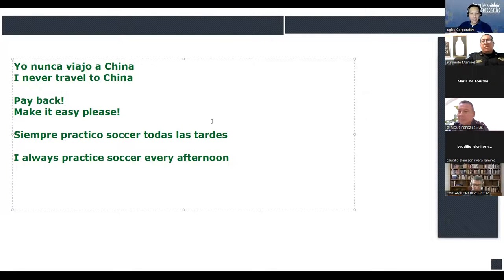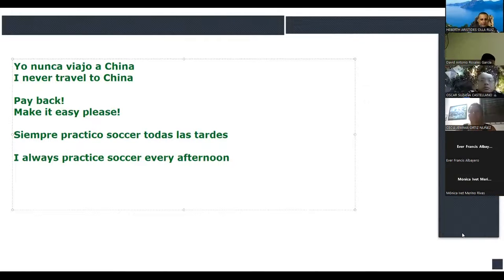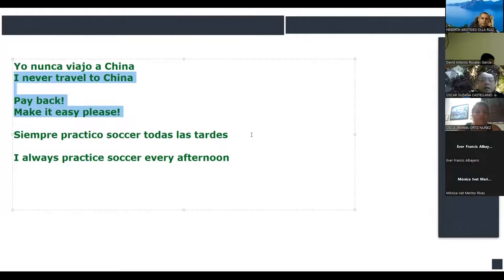Okay, so do you have questions with the frequency adverbs? Remember, frequency adverbs always come before the verb. Now let's practice something. Necesito que todos participen. So Cecia, can you make this sentence negative? I always practice soccer every afternoon. Can you make it negative? Negative form.